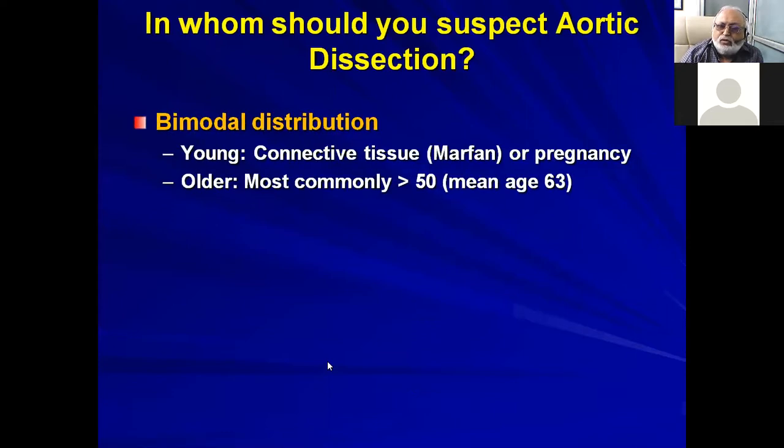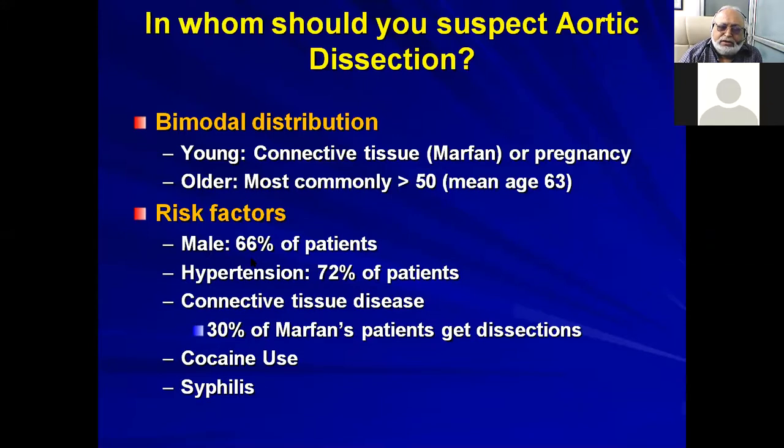Now, it has got a bimodal distribution. In the young, it may be seen in association with connective tissue disorders like the Marfan syndrome or even in pregnancy. In the elderly people, most commonly over the age of 50 years, mean age being around 63 years. The risk factors are gender, male, 66% patients are males, 72% are hypertensive, then 30% may have connective tissue disease like Marfan's patients get dissections, or even drug abuse with cocaine and syphilis, which is now very rare.